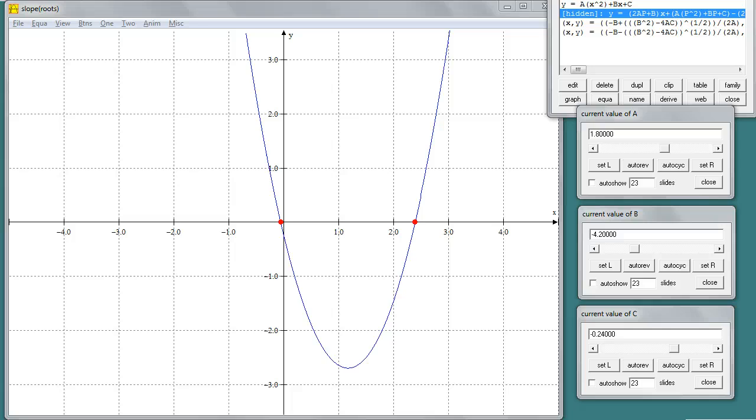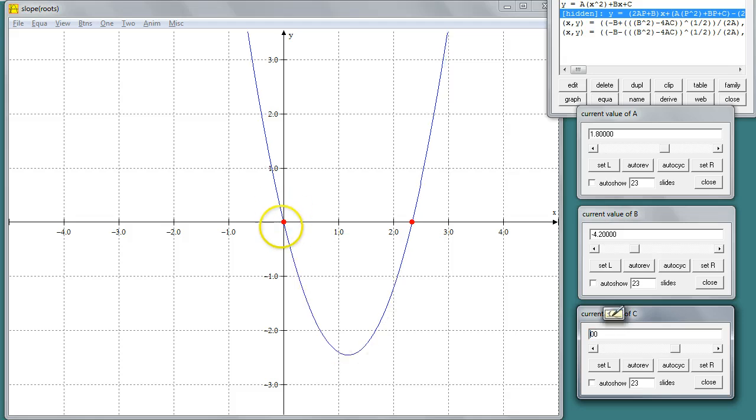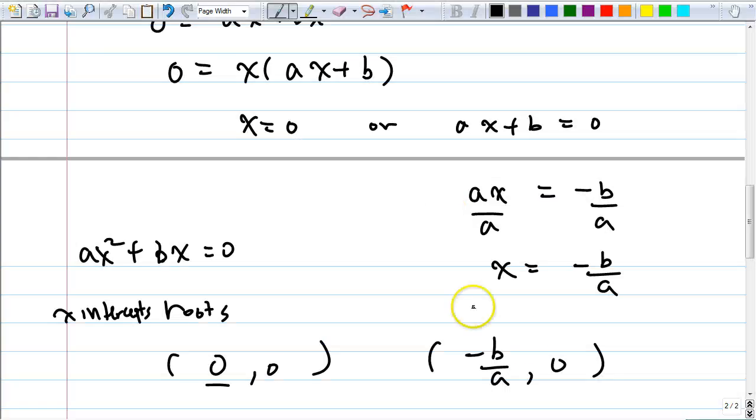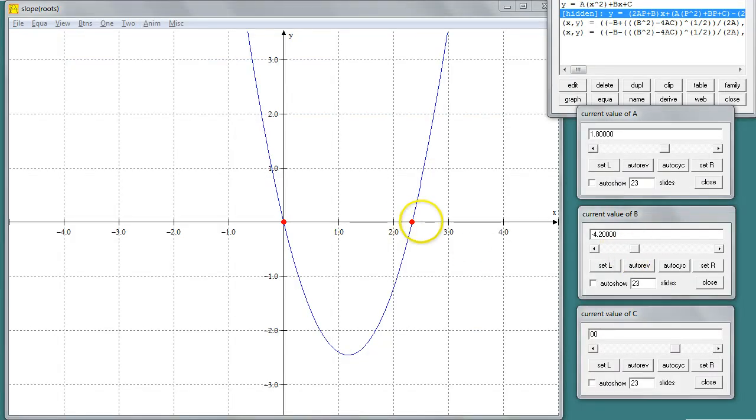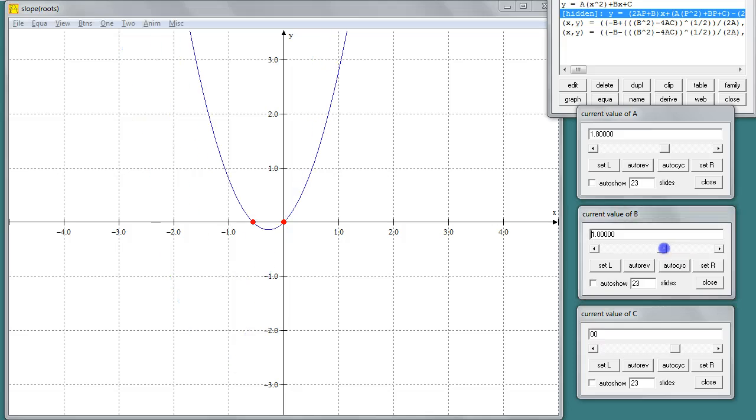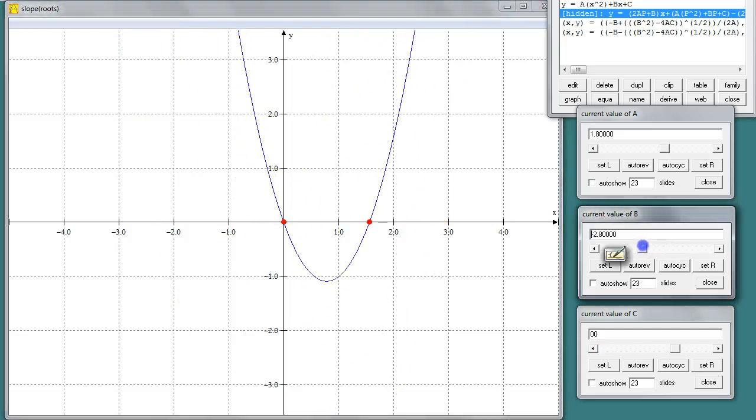You can see this in this picture. Look, if I make c equal to 0, one of my roots is always going to be at (0, 0). Isn't that kind of interesting? And of course the other one is always going to be, what is that ordered pair? It's going to be something comma 0. What's that something? It's going to be negative b over a. So as you can see, when I change the value of b, that x-intercept is always fixed. Isn't that right? Because my c is 0.